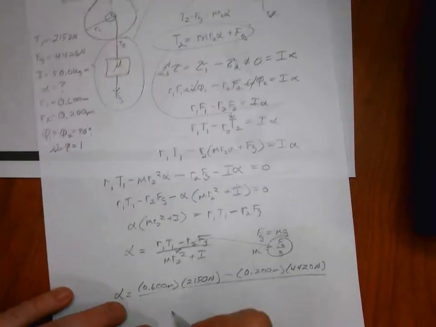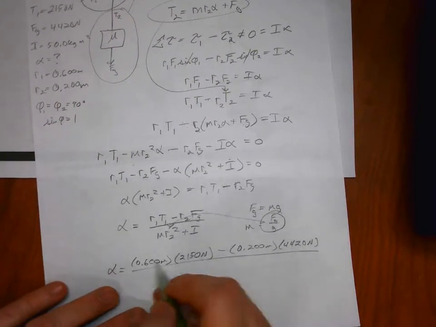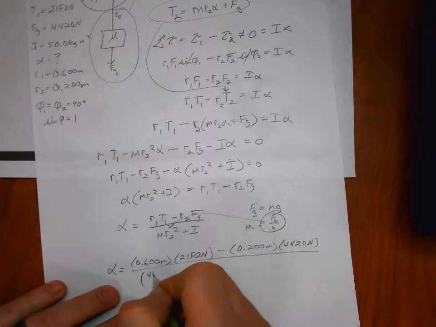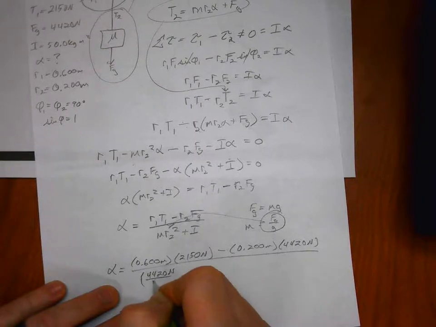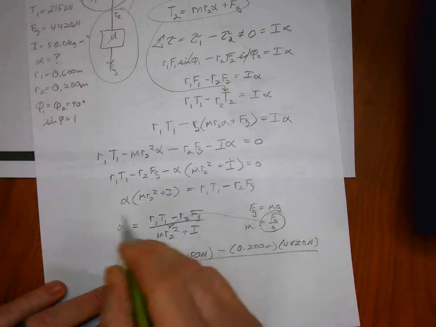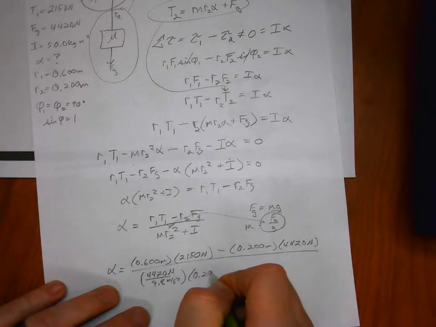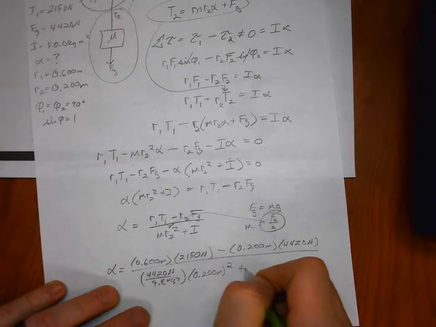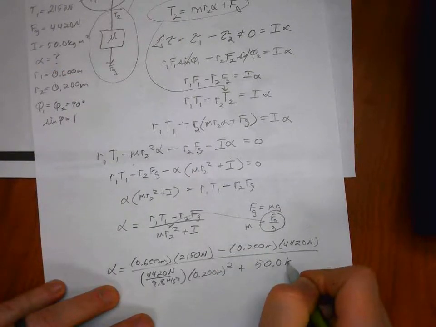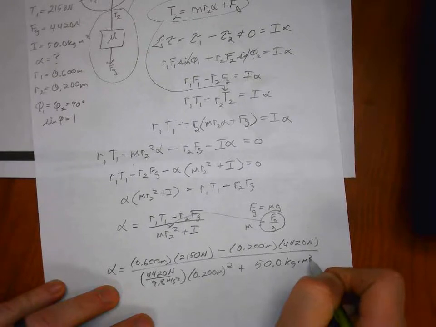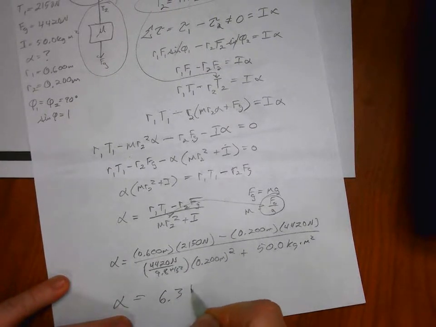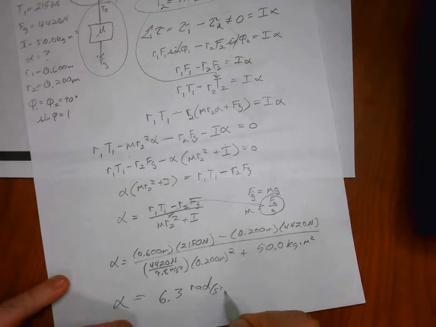So if I put that in here, I have the force of gravity, which is 4420 newtons over 9.8 meters per second squared, times R2, 0.200 meters squared, plus the moment of inertia, which is 50.0 kilogram meters squared. And alpha then, when you calculate all that out, equals 6.3 radians per second squared.